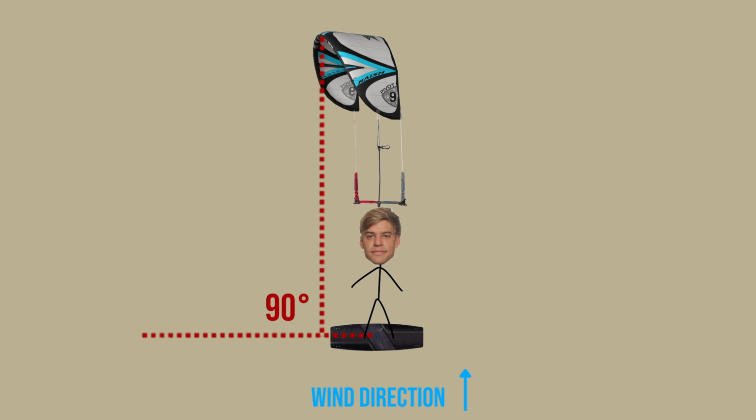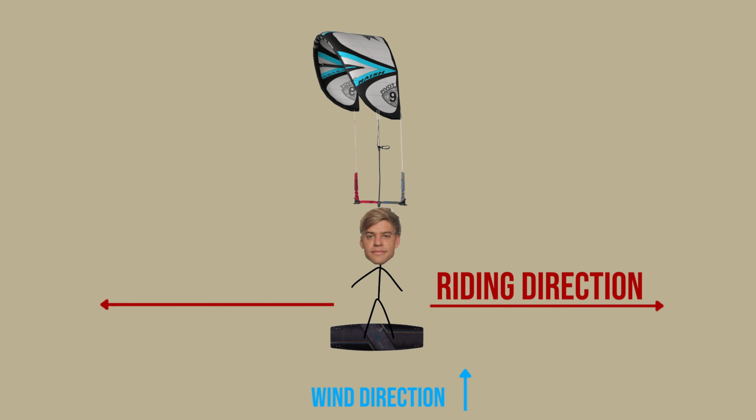Now, the second concept to explain is that the kite is designed in a way that it always flies perpendicular to the angle of the board within the wind window. Now, the third concept to explain is that kite surfers ride across the wind, they do not ride downwind.